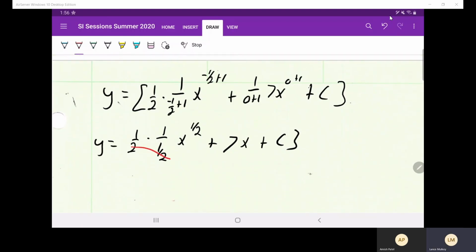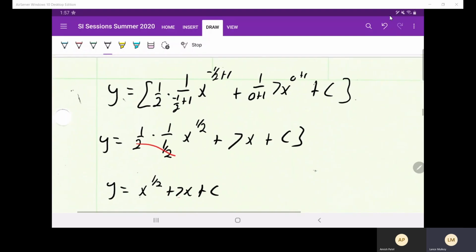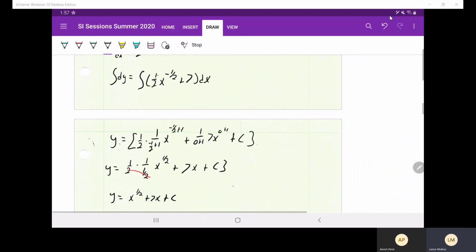And these two down here cancel. So y equals x to the 1/2 plus 7x plus c. You understand how I took the derivative or the integral right there? I'll try doing a step-by-step to help you out.